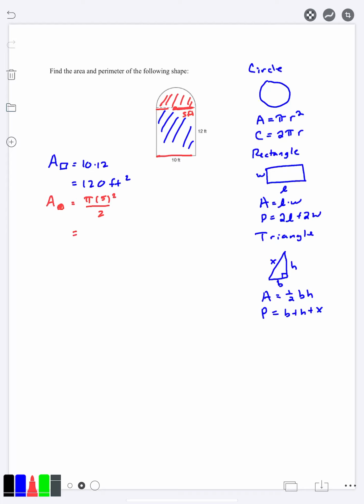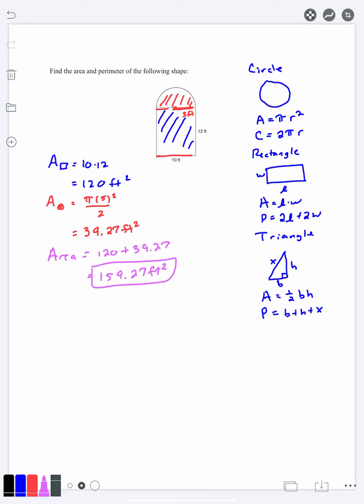We go ahead and put that in our calculator. Notice that your calculator does have a button for pi. So you don't have to type in 3.14, you can just hit the pi button. And we're going to get 39.27 square feet. And so that means that the total area that we're looking for, you add them up here, and we're going to get 159.27 square feet.